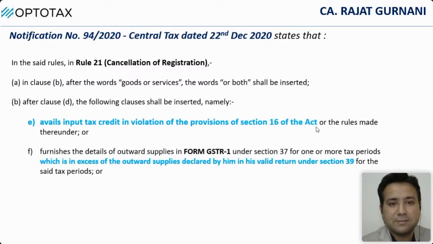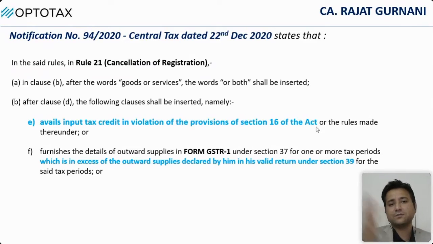Furnishes the details of output supplies in GSTR 1. This time they have mentioned GSTR 1: Form GSTR 1 under section 37 for one or more tax periods, which is in excess of the outward supplies declared by him in his valid return under section 39. And the return under section 39 is GSTR 3B. So if one furnishes the details of outward supply in GSTR 1 which is in excess of the outward supplies in GSTR 3B, say in 3B I have shown 100 rupees of outward supplies and in GSTR 1 I have shown 120, my registration is liable to be cancelled as per this rule.